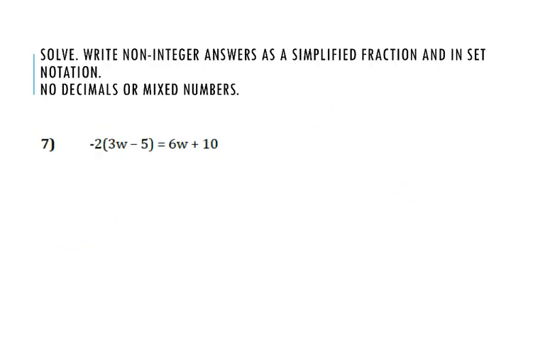Number 7, we have an equation we're going to solve, and we're going to write our answer in set notation. So let's go ahead and draw our line down from the equal sign. And notice on the left, the expression needs to be simplified. We can distribute -2 into the parentheses. So -2 times 3w's is -6w's. And -2 times -5 is 10, so plus 10. On the right, it is already simplified, so we're just going to bring it down, 6w's plus 10.